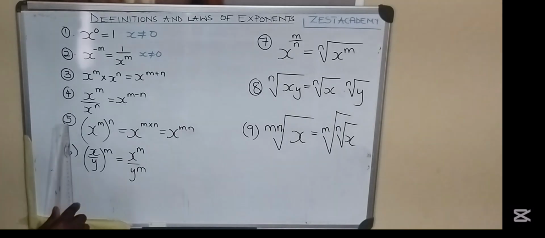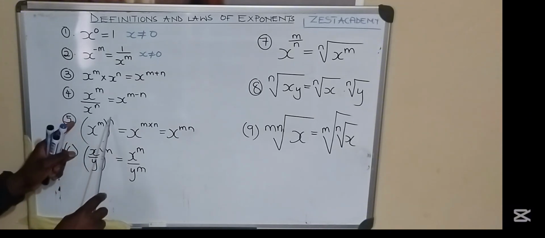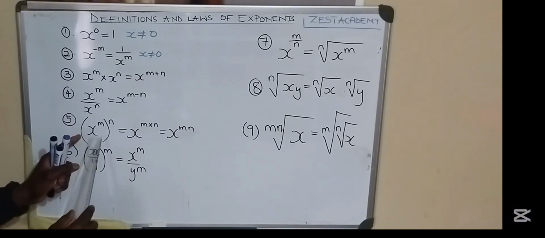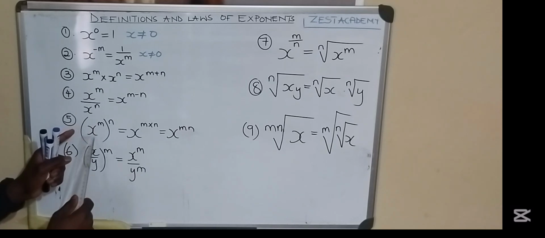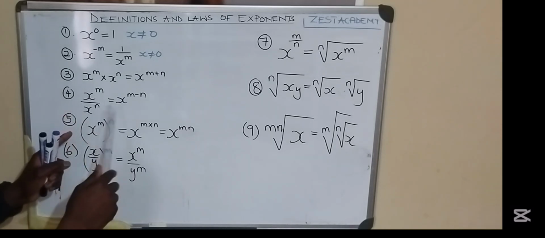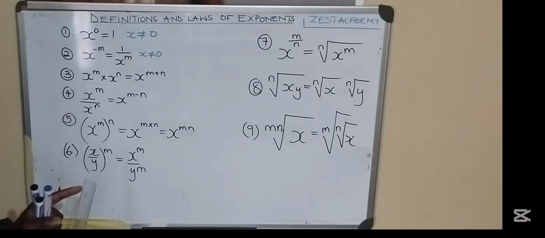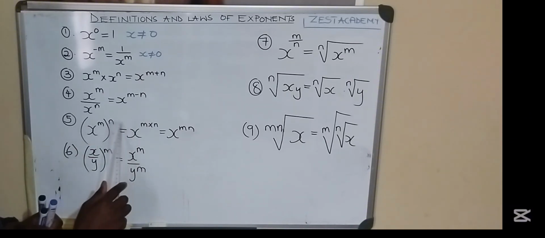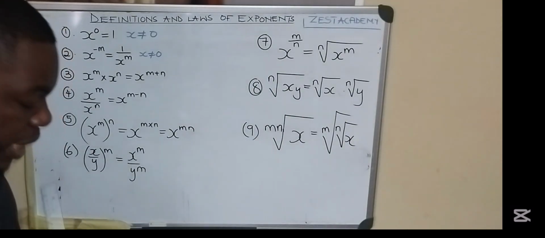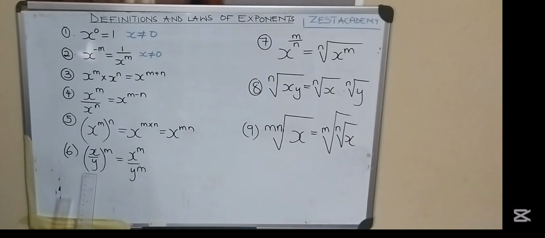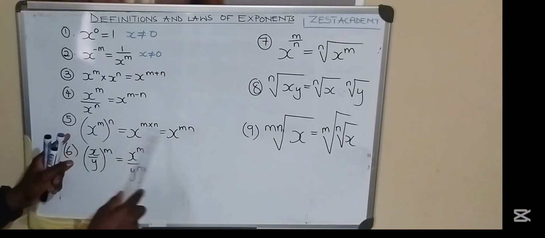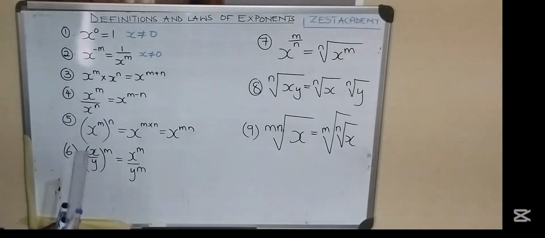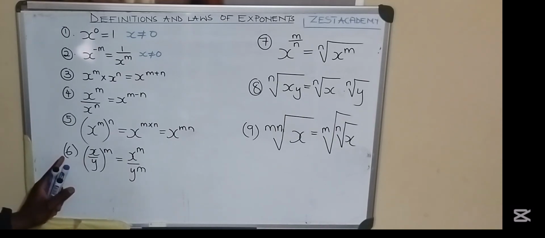Right. Then law number 5, when we have a base raised to a power like that, and then you have a bracket, and then we have a power outside, what do you do? You keep the base and multiply the exponent. So if you get something like this, all you have to do is to keep the base and multiply the exponent.